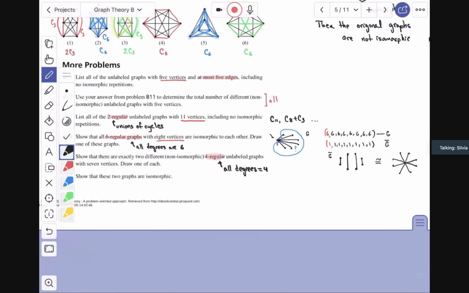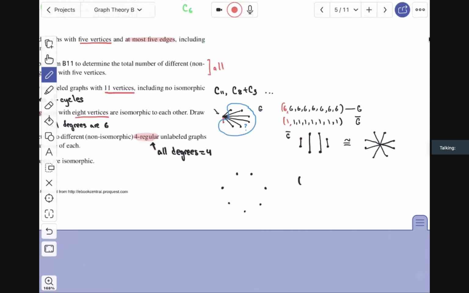And 7 vertices, right? So 7 vertices and all of them degree 4. So let's see. Is it worth it to use the complement? 1, 2, 3, 4, 5, 6, 7. So this time around, we actually have 4. I mean 7 in the degree sequence, right? 1, 2, 3, 4, 5, 6, and 7. Do I have 7? Yeah. So that's going to be my G.